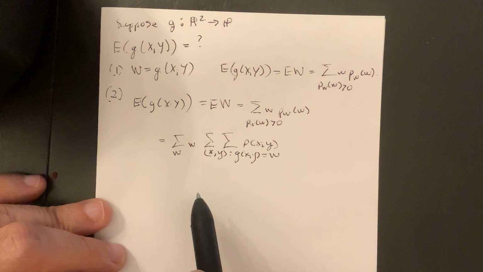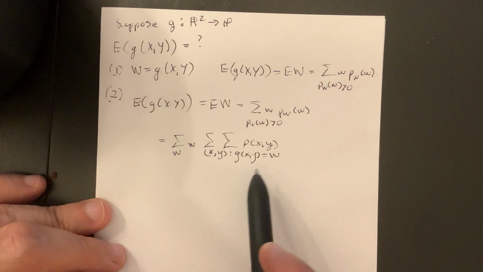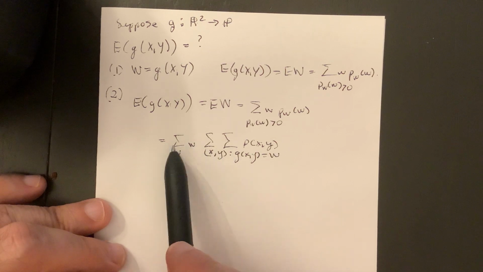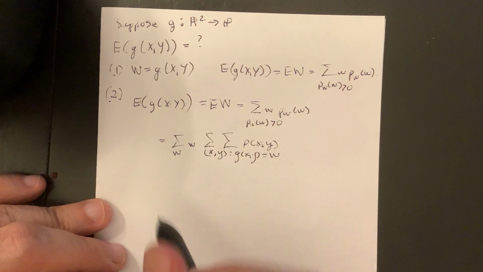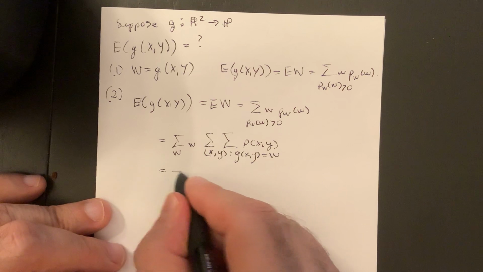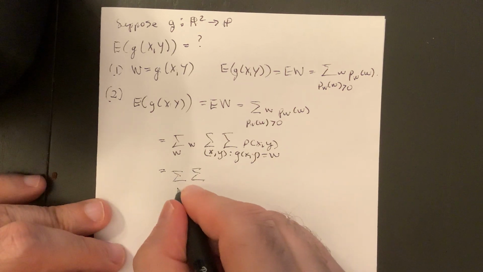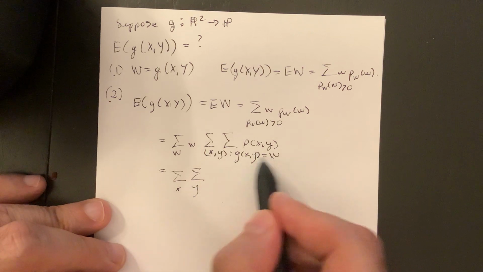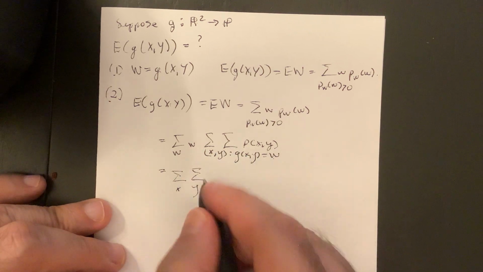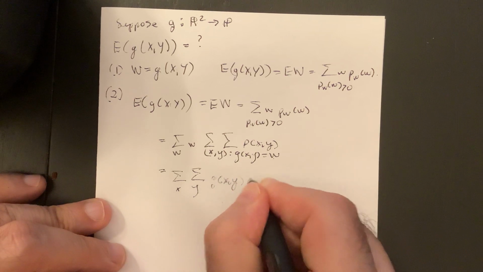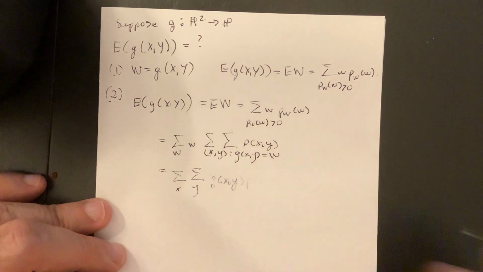Okay, well, again, here I have g(x, y) equals w. Here I have w. If I just bring the sum in here, I can do this in a couple steps, but maybe it's enough just to say this is the same as the sum over all x, y. And now since w inside here is g(x, y), I can just let it go: g(x, y) times p(x, y).